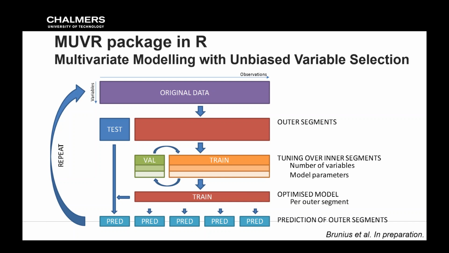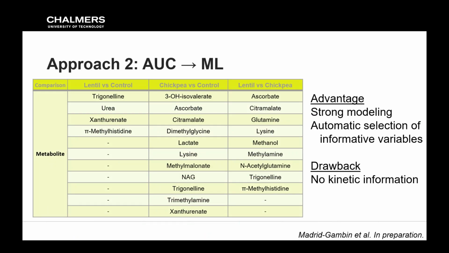So out of these 1,500 variables, we actually get a choice of 45-ish metabolite features that were selected from each model, and these are in fact the metabolites that we're going to be looking at, which are going to differentiate between the different treatments. So it's a very strong modeling, the multi-level approach, of course, and we got the automatic selection of informative variables, which is on the plus side. But on the drawback is, of course, that we don't have kinetic information in the multivariate modeling.